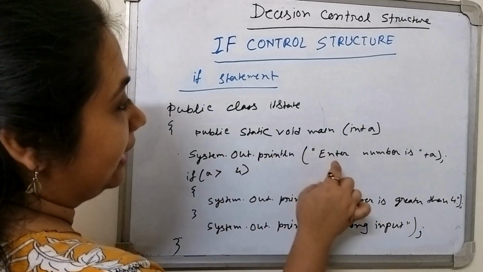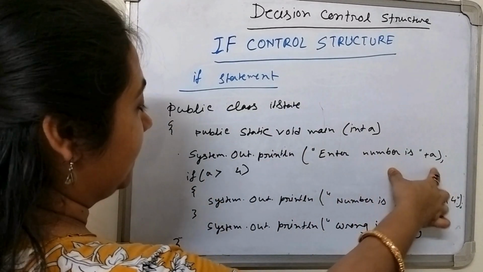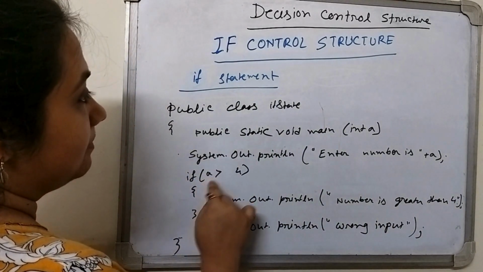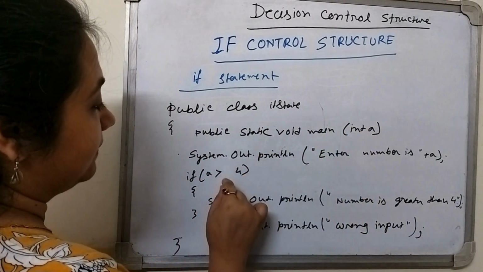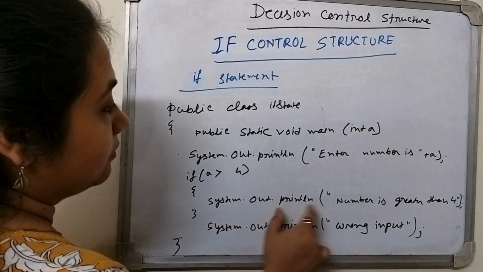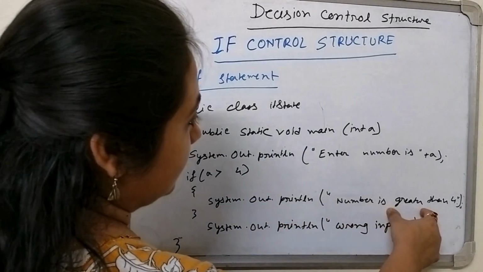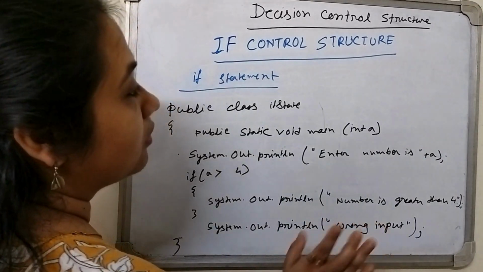The output is: enter number. Whatever number is entered is a. If a is greater than 4, then the result is: number is greater than 4, or else: number is wrong input.